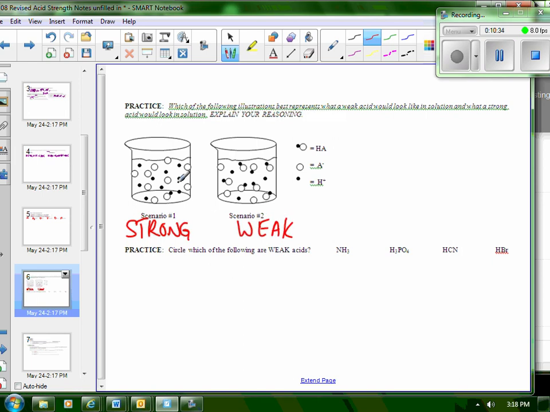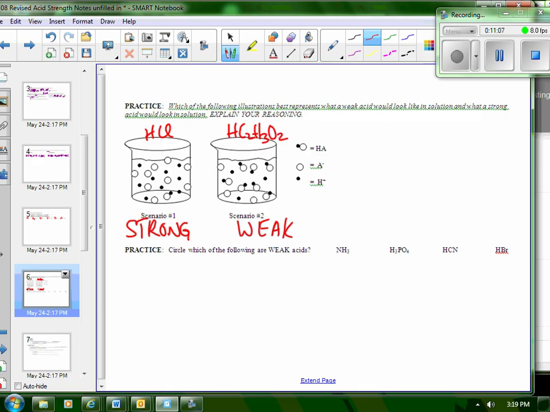Why? Well, in the strong acid, what do you notice? The A and the H plus are broken apart. In strong acids, when you put the acid in water, the H plus and the A minus totally break apart. But in the weak acid, you notice in a lot of cases, the H plus and A minus are still stuck together. That's the nature of a weak acid, that it does not break up as well, or if it does break up, the H plus and A minus get back together. So this might be a solution of maybe HCl, and this might be a solution of vinegar, maybe.